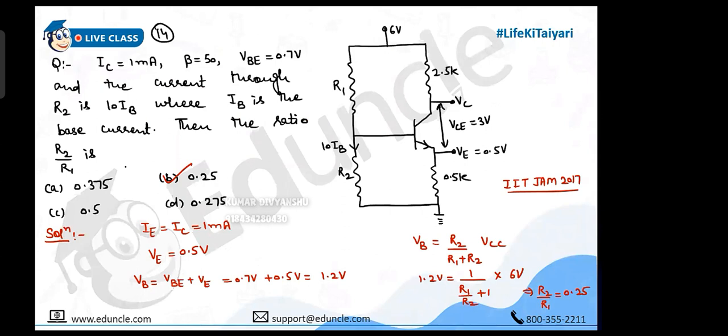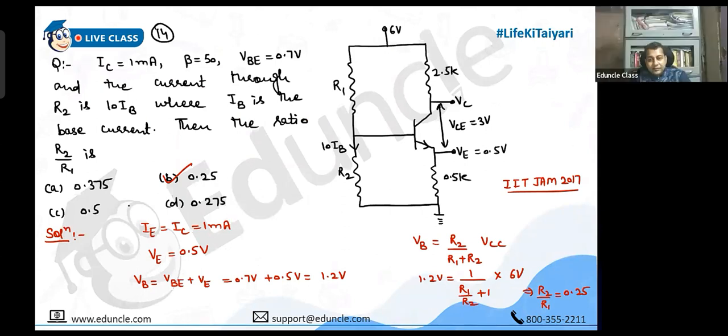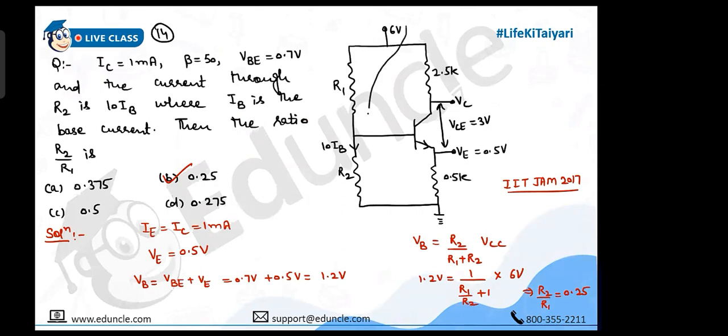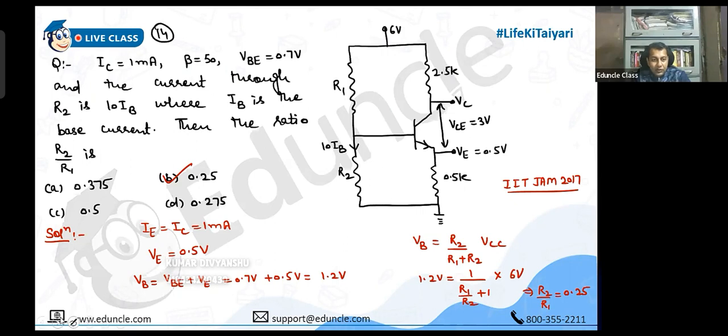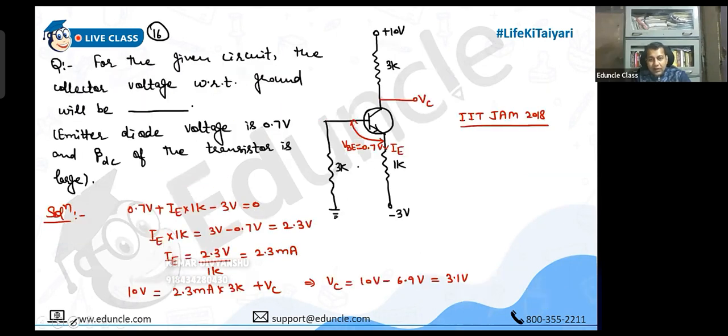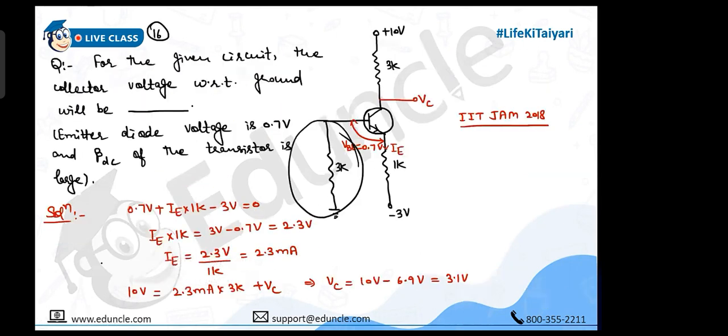Clear? Yes sir, through this it is getting the current, so some voltage is getting dropped. That is a totally different circuit. How will the current come in? Yes sir.